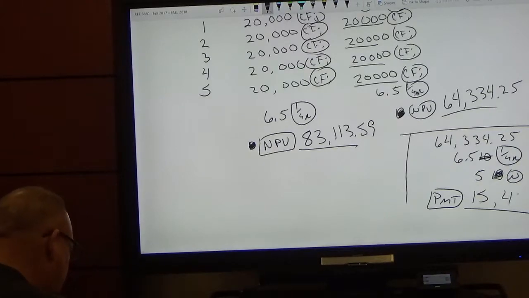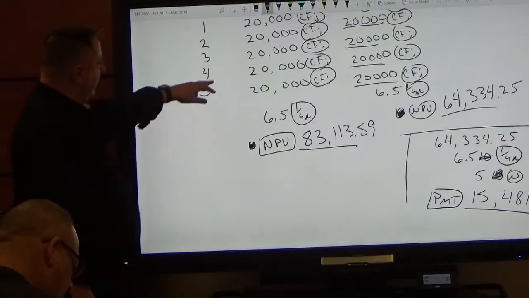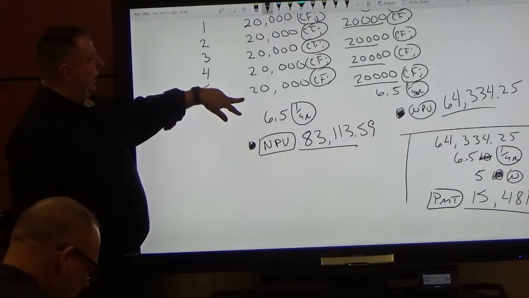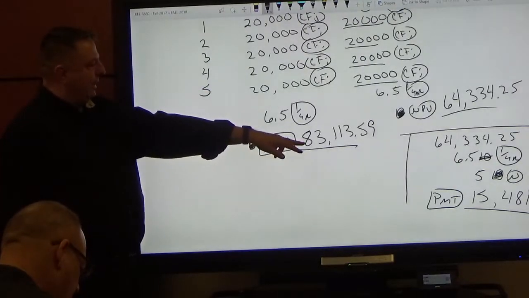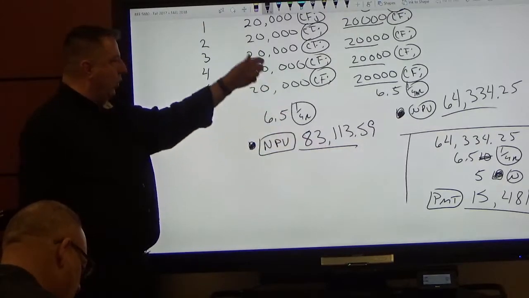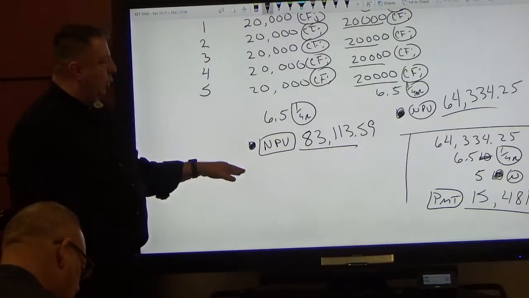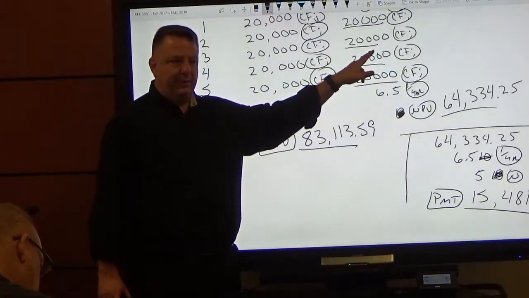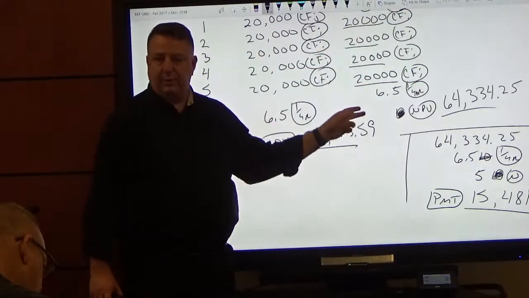So 15,481.04. What this would represent, in essence, is that instead of them paying $20,000 a year of lease payments, they could pay only $15,481 instead, and that would be equivalent in present day dollars to getting the $20,000 for 4 years. Does that make sense?